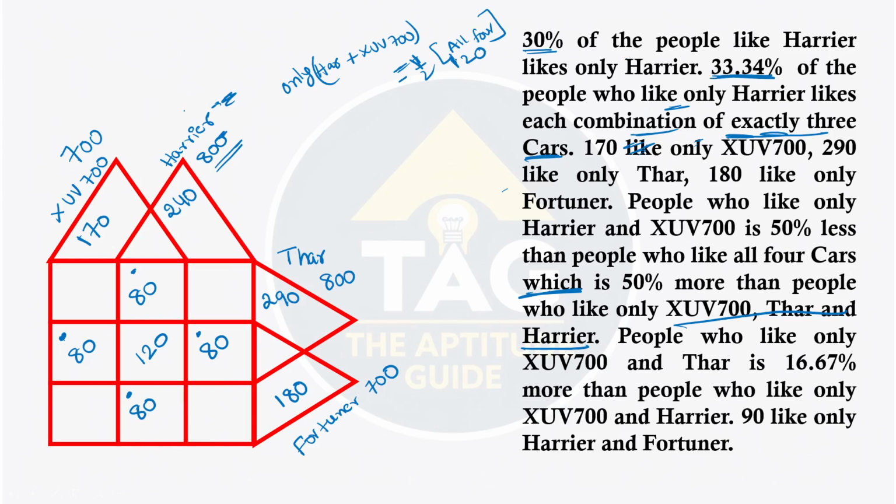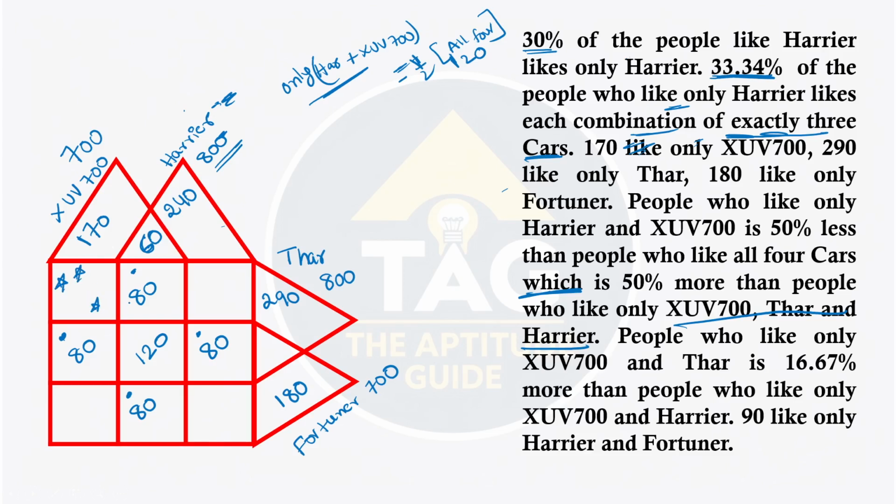So people who like only Harrier and XUV 700 is half of this value, so it has to be 60. I'll write it here. So here's the space which represents only XUV 700 and Harrier, so it's 60. And the next information says people who like only XUV 700 and Thar, where is it? This is the area.